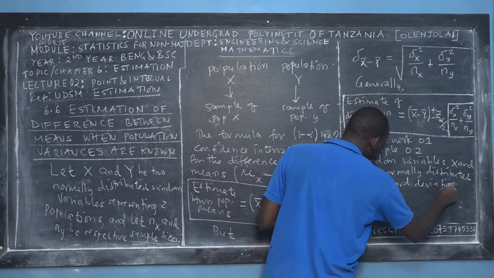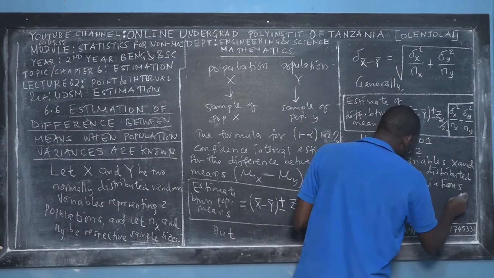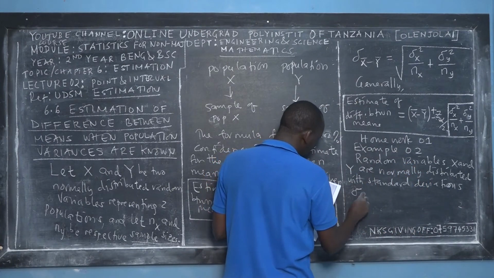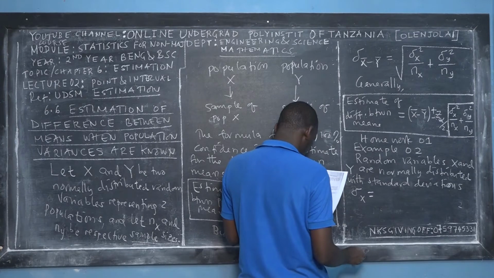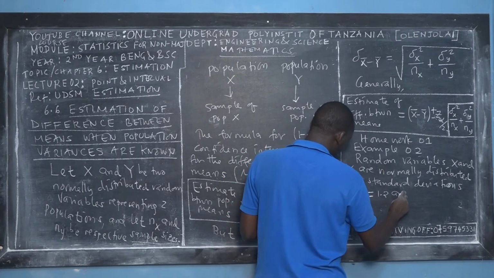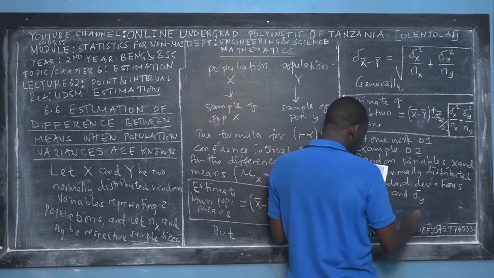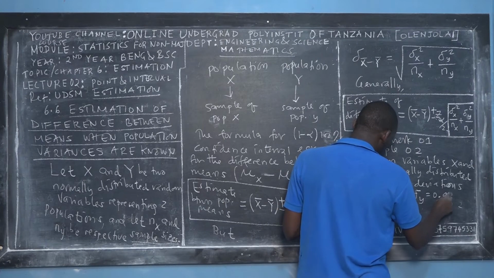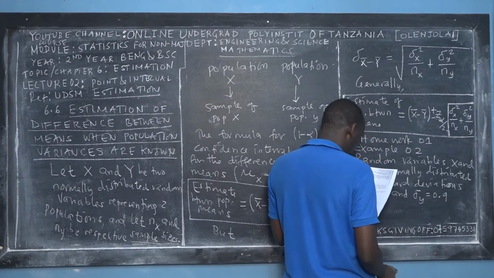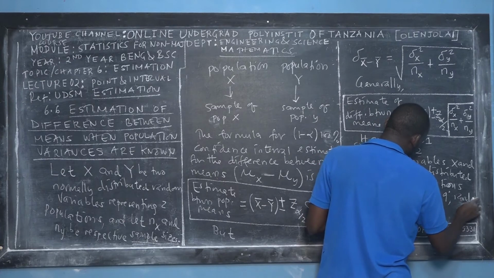Standard deviations of what? Of x is equal to 1.2. Make sure that you do it before lecture 3. And standard deviation for y is equal to 0.9, because I should leave the homework for you to try and check if you've understood.